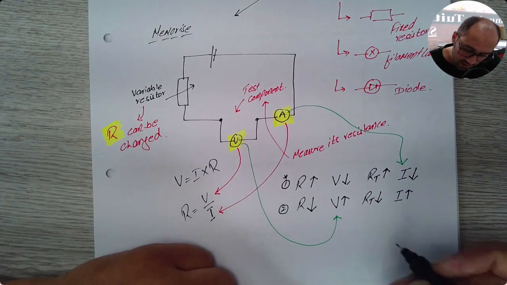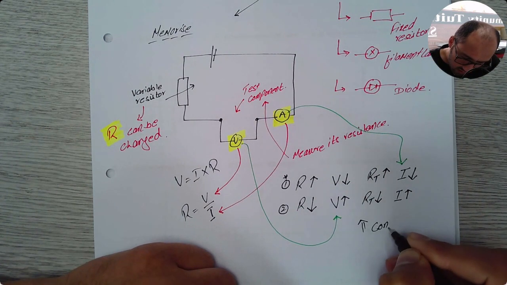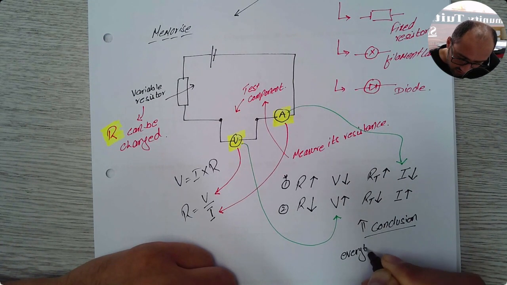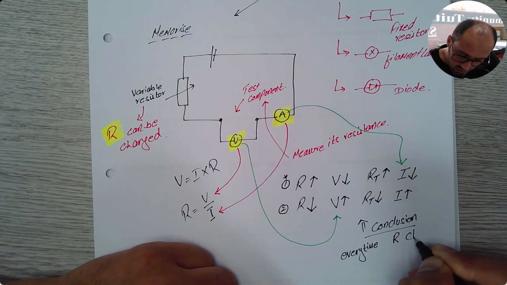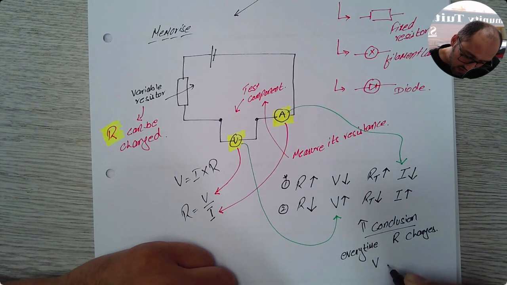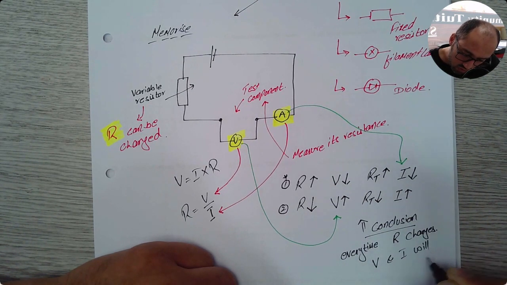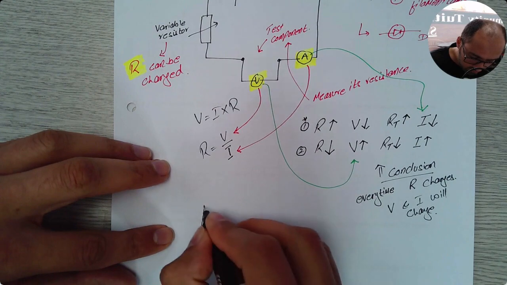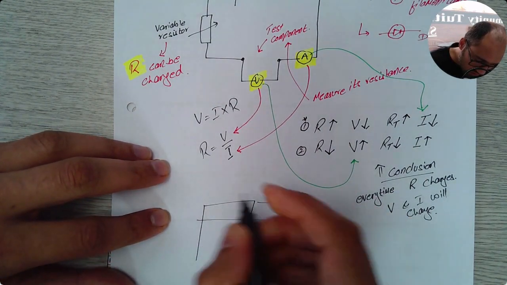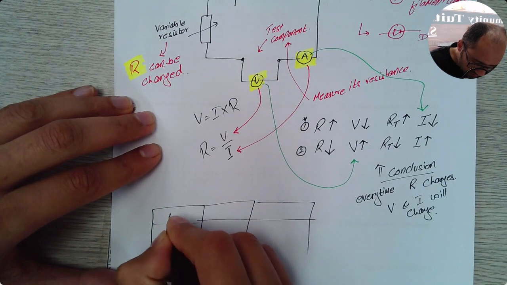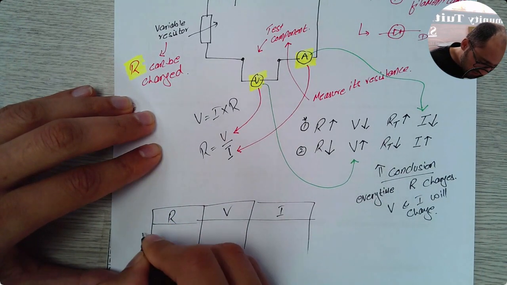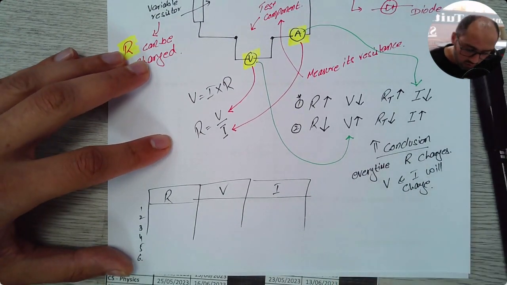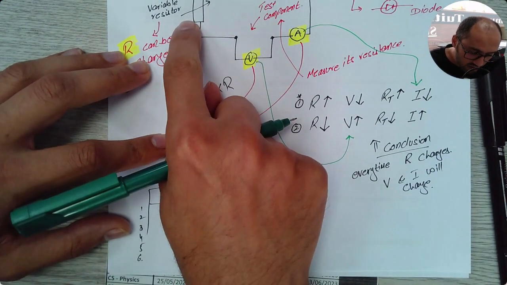So my conclusion here is, every time R changes, V and I will change. So I can use this concept, and then I can collect the data here. Say here the values will be R, V, and I. I can have 1, 2, 3, 4, 5, and up to 6 values. Once I have those 6 values, every time I change the value of R here, the value of V and I will change.